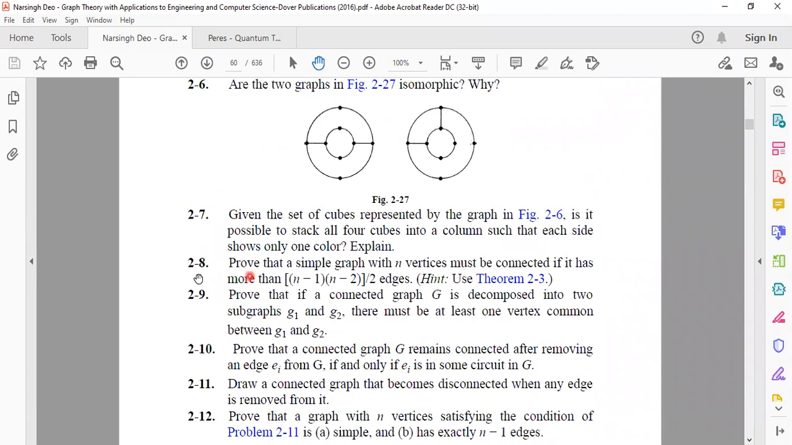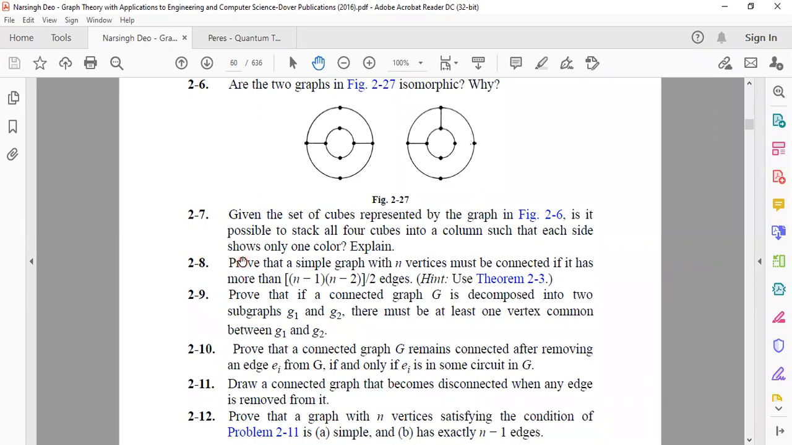Suppose this result I'm going to do for you. Question number 2.8. Prove that a simple graph with n vertices must be connected if it has more than (n minus 1)(n minus 2)/2 edges. The purpose of showing you the proof of this result is to show you that in mathematics we always have the notion that our mathematical problem will be a numerical problem. If the problem is not numerical, then it is not a problem. It is something we like to call a result, theorem, corollary, lemma, or whatever.